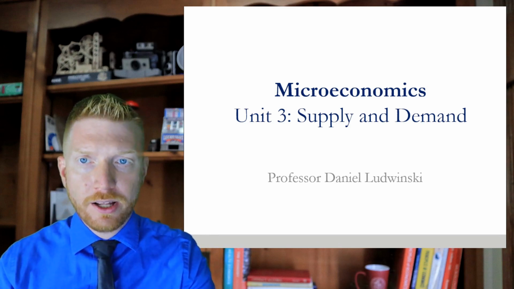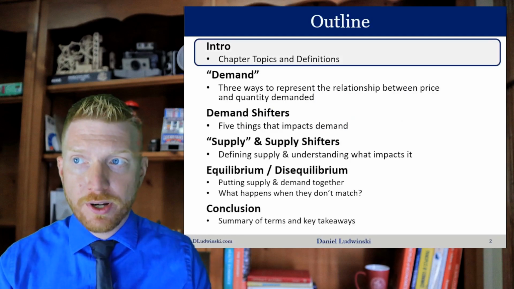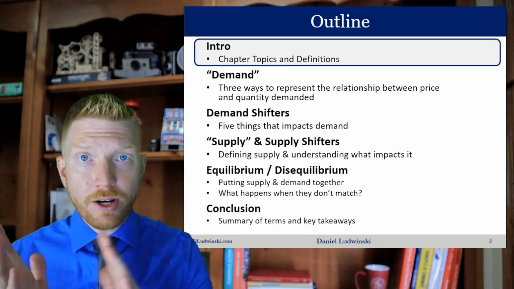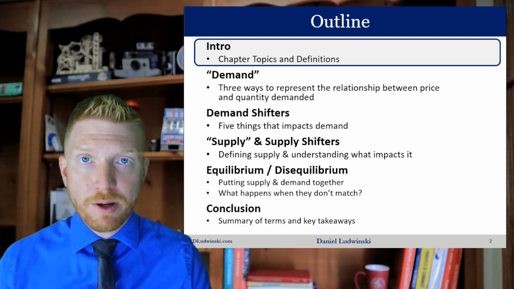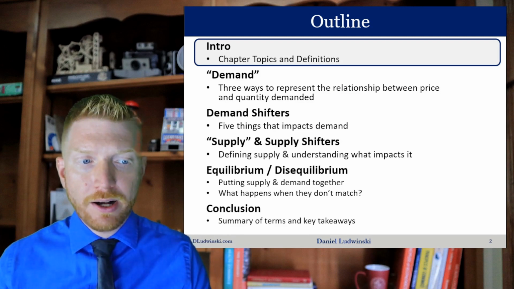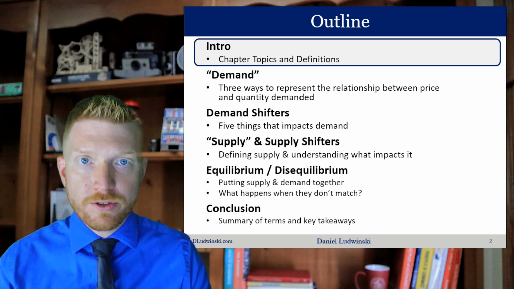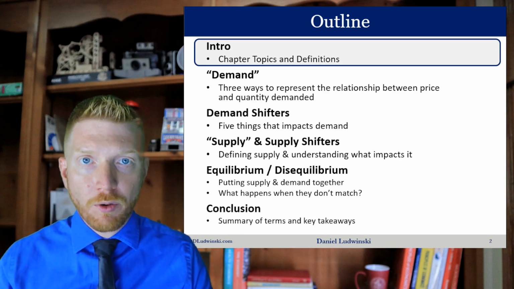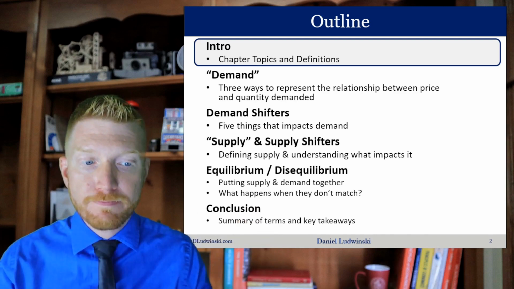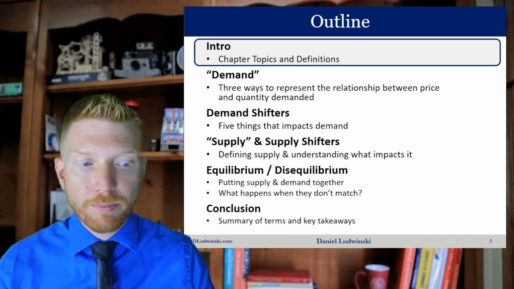So to dive in here and give you an outline of this unit, I'm going to start in this video with just giving you an intro, talking about the topics and the definitions. Then I'll do a little bit about the different ways to represent demand and thinking about quantity demanded. I'll then talk about the things that shift demand and determine it before I move into those same ideas for supply. I'll wrap up by thinking about how we put those two ideas together, how they work together in a system. This will lead us to that idea that you may have heard of, equilibrium.